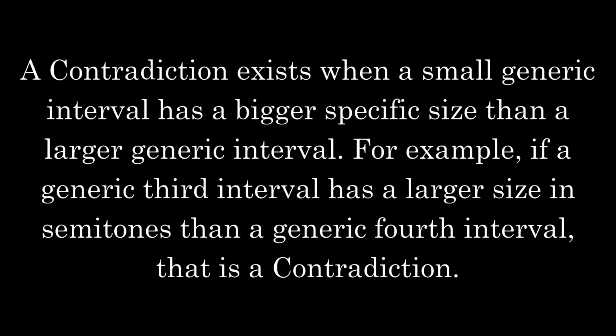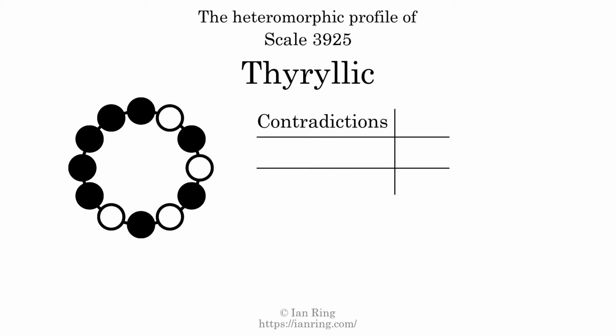A contradiction exists when a small generic interval has a bigger specific size than a larger generic interval. For example, if a generic third interval has a larger size in semitones than a generic fourth interval, that is a contradiction. The number of contradictions in this scale is 28.